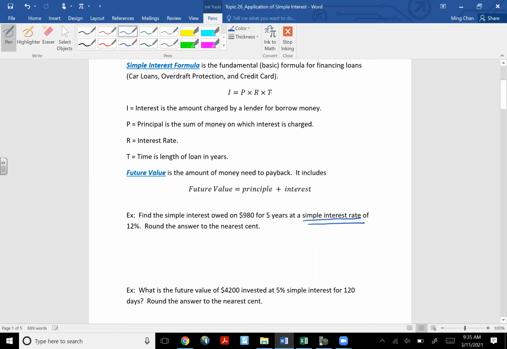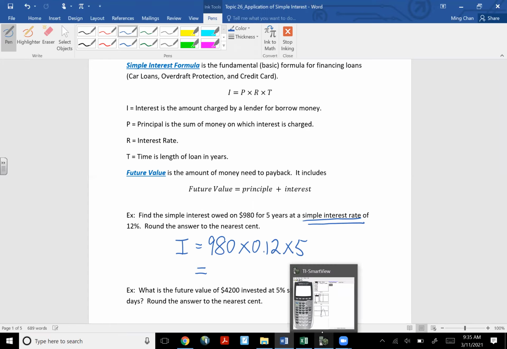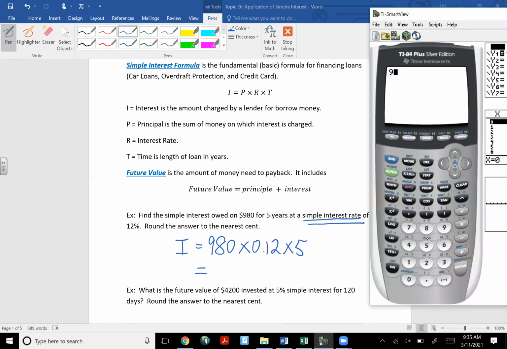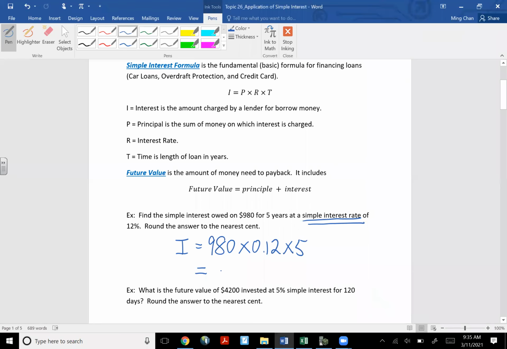So 12% is your interest rate R, and we put it in decimal notation. The interest I equals the borrowed principal 980 times the rate 0.12 times the time, 5 years. Time always has to be in years. If it's not in years, then we have to convert it into years. So the interest I will be charged is $588. That's the interest I will pay.